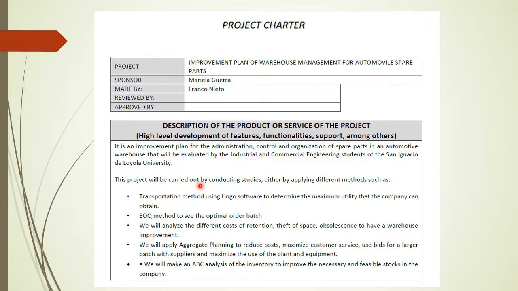This project will be carried out by conducting studies. For example, we would use Lingo software, which I learned in a previous course, to maximize utility or reduce cost. This time, we will determine the maximum utility that the company, Holding Group, can obtain. Then we will use the EOQ method, which is an economic method, to see the optimal order batch. Then we will analyze the different costs of rotation, type of space, and obsolescence to improve the warehouse.